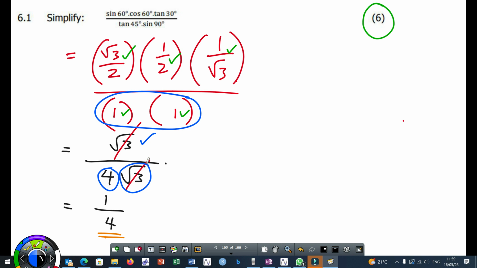It's correct. If you only write 4 is equal to 1, it will be incorrect, because after cancelling out, square root of 3 divided by square root of 3 gives you 1. So you are left with 1 in the numerator and 4 in the denominator. Your answer is a quarter. This is the answer: a quarter.